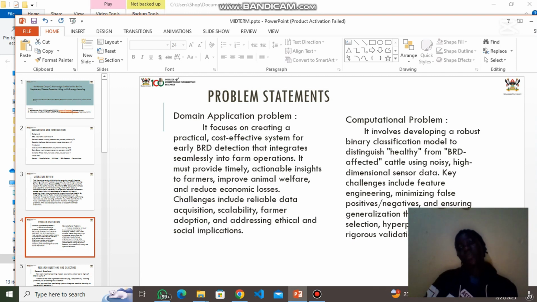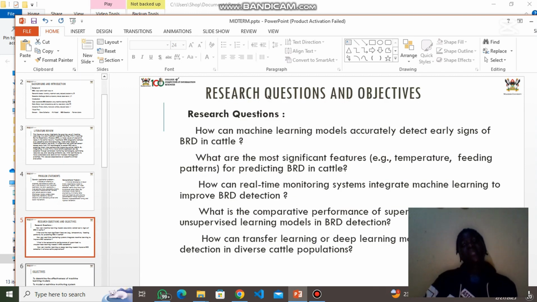Then for a computational problem, like we said, it focuses on developing efficient algorithms and improving computational complexity. Thus, it basically involves developing a robust binary classification model, which goes ahead to distinguish whether the cattle is healthy or affected using the sensor data that we acquired through the sensors.